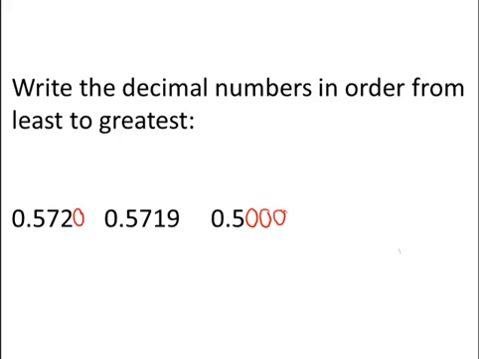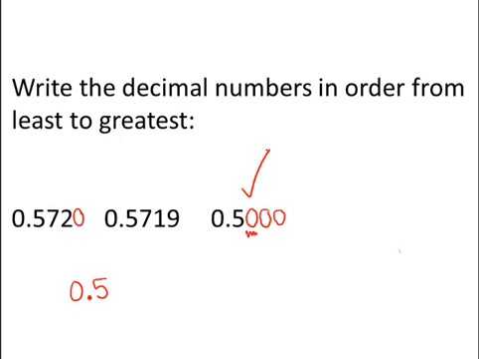Notice all 3 numbers have a 0 in the ones position, and all 3 numbers have a 5 in the tenths position. It's not until I'm comparing the hundredths place that I notice a difference in these numbers. And because 0 is less than 7, this number is the smallest, and I'll start by writing 0.5. And I've taken care of this one.